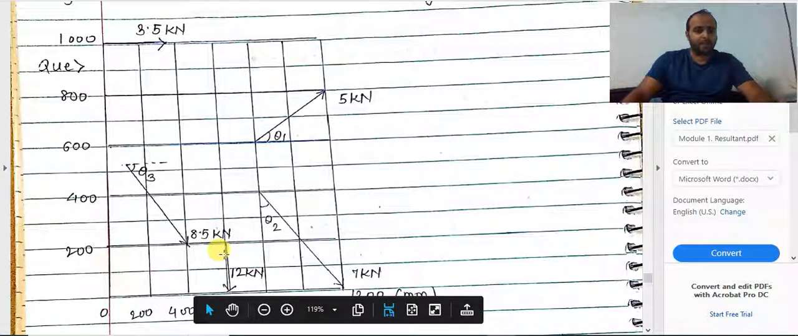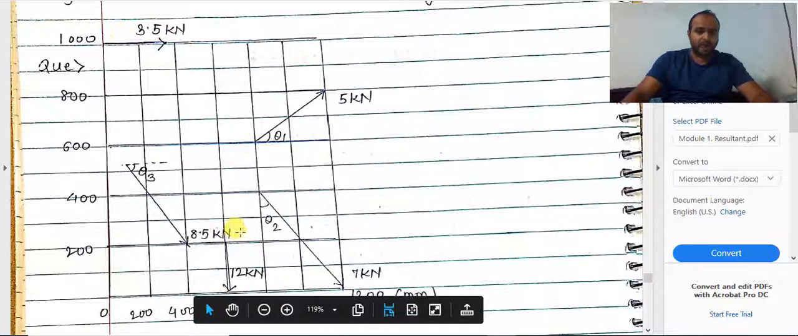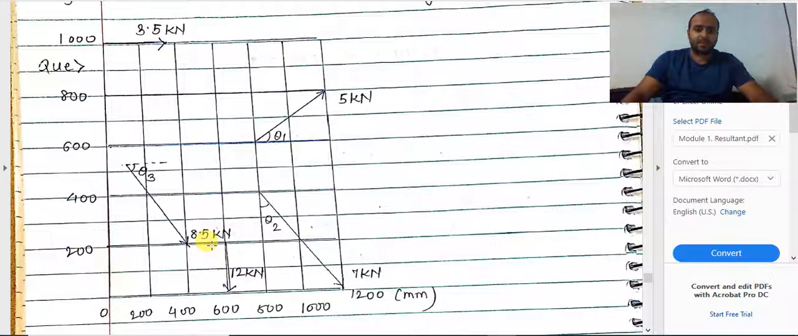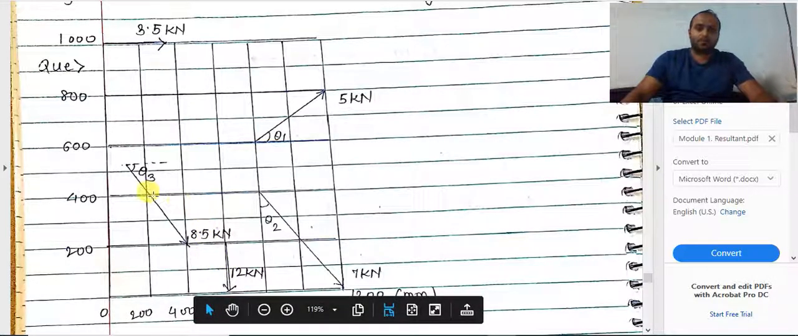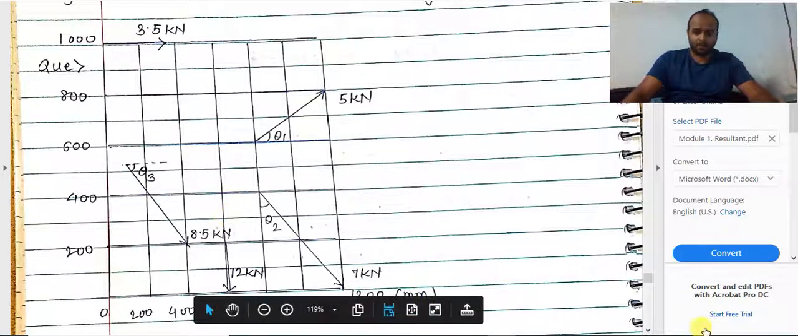For drawing the free body diagram, whatever forces are at some inclination need to be resolved. As you can see, this 3.5 kilonewton and this 12 kilonewton won't be resolved. Let us be very specific. Wherever we resolve the forces, we should keep that point very specific, because that will be useful when we calculate the moment of the forces, that is, when we apply Varignon's theorem. Let us go one by one.